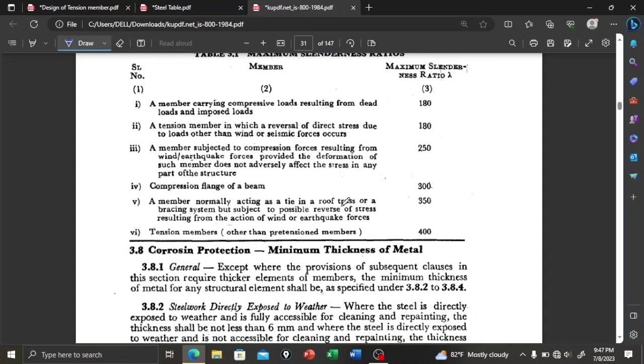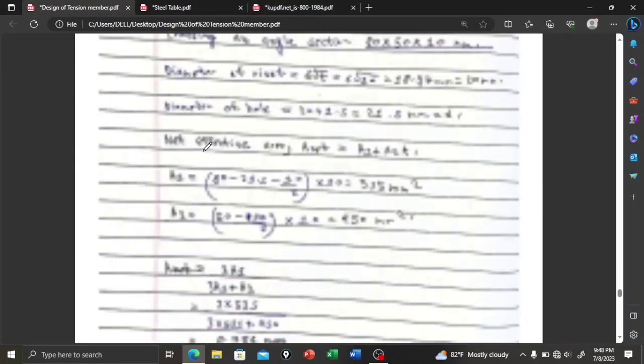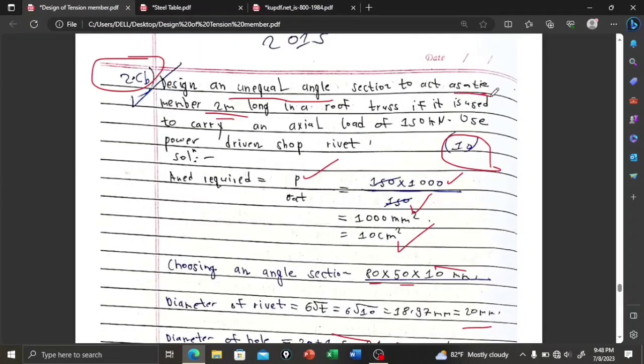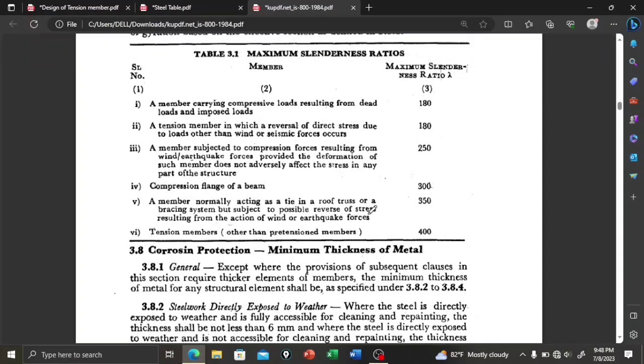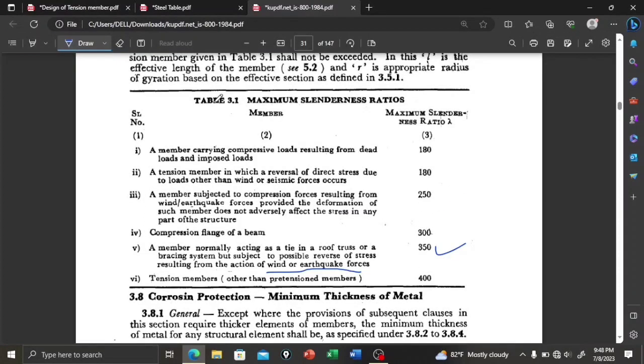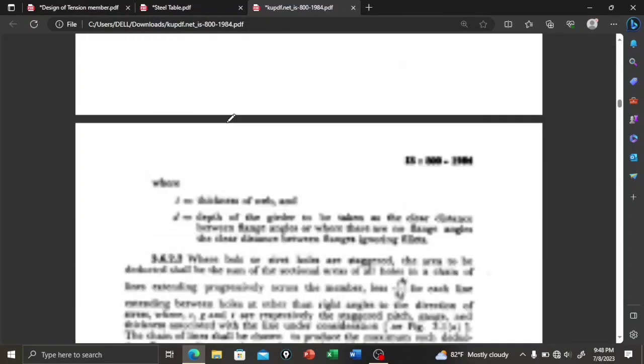A member normally acting as a tie in a roof truss or a bracing system, both subject to possible reversal of stress. So in a roof truss or bracing, there may be compressive force also due to the action of wind or earthquake force. So the maximum slenderness ratio is 350. It was given in table 3.1, and I am searching for tension member.